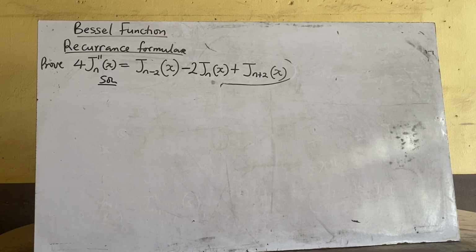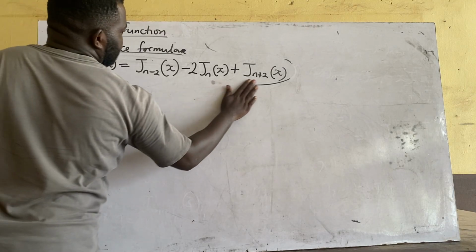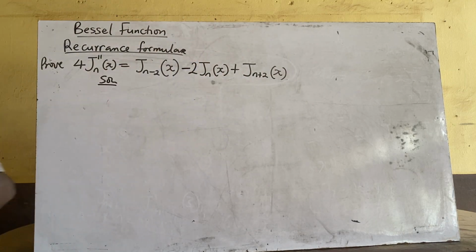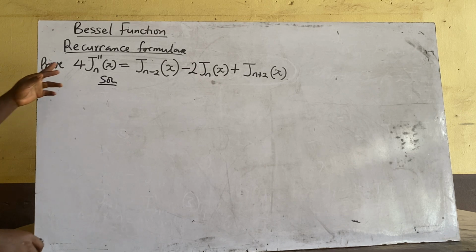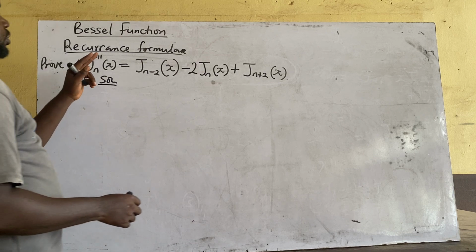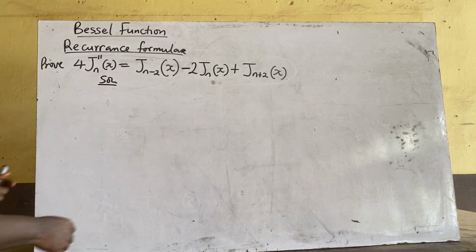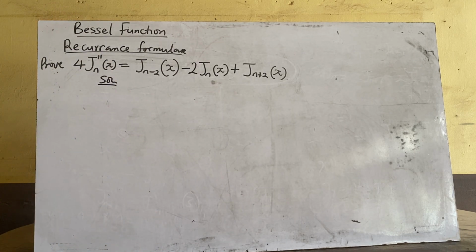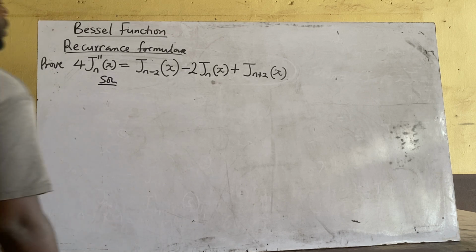All right, we are asked to prove this recurrence formula of Bessel, that J double prime n of x is equal to J n minus 2 of x minus 2 J n of x plus J n plus 2 of x.